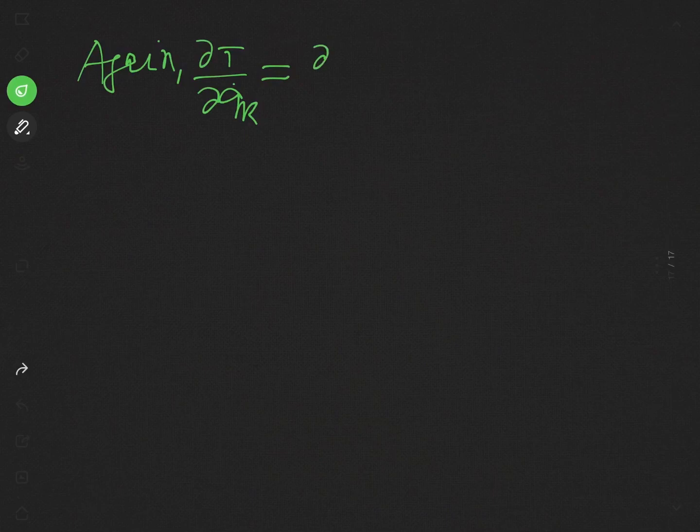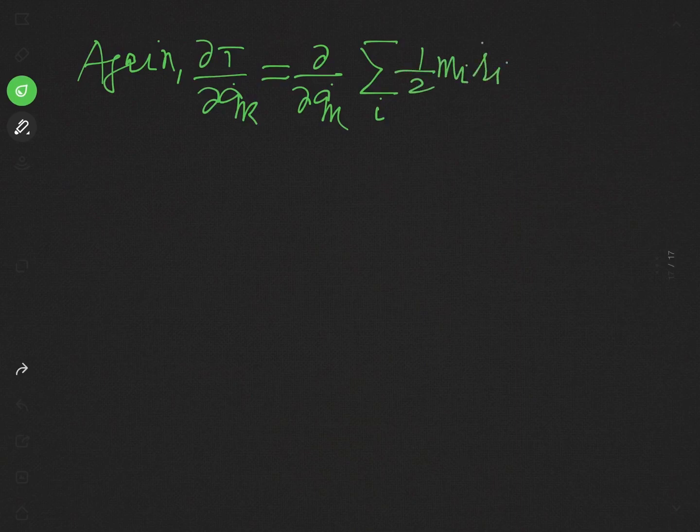So again we find del T by del Qk dot. What will be this del T by del Qk dot? Now we will evaluate del T by del Qk dot, and the value of T is what? This is summation over i, half mi Ri dot square.